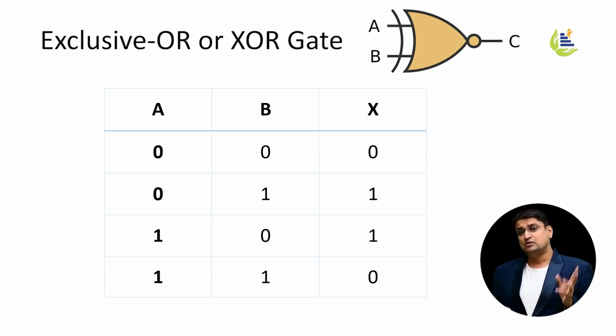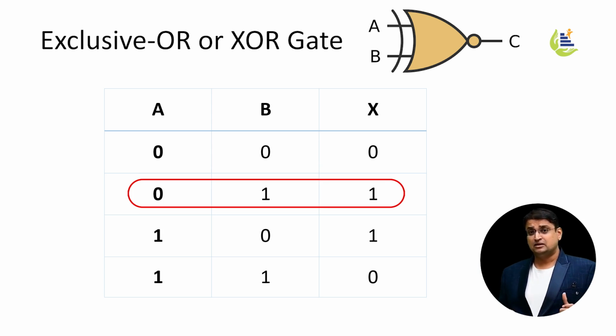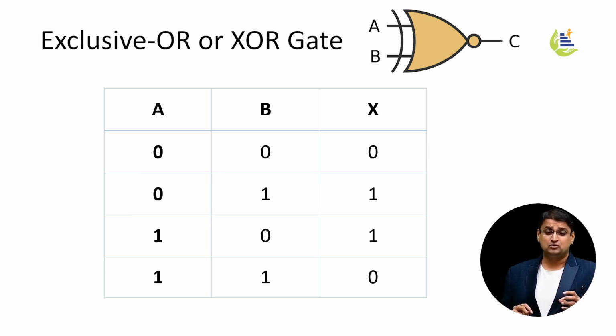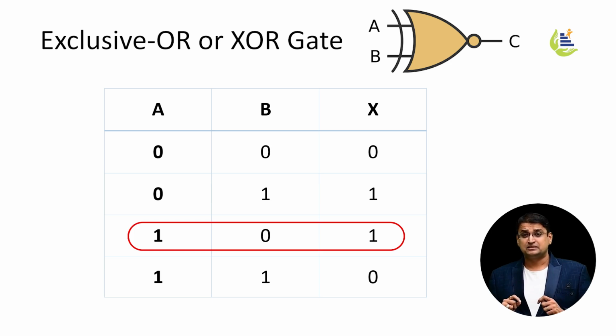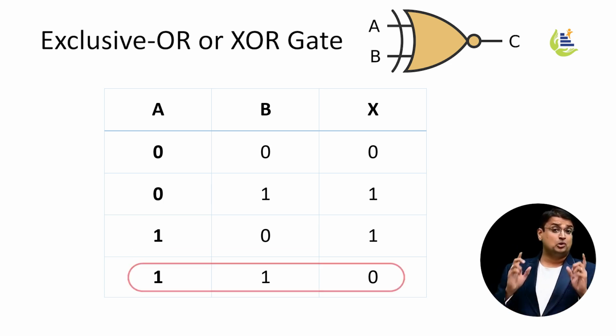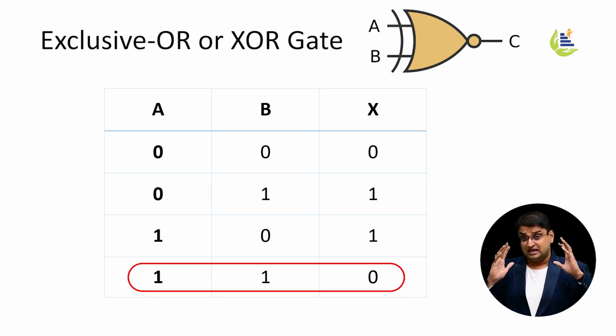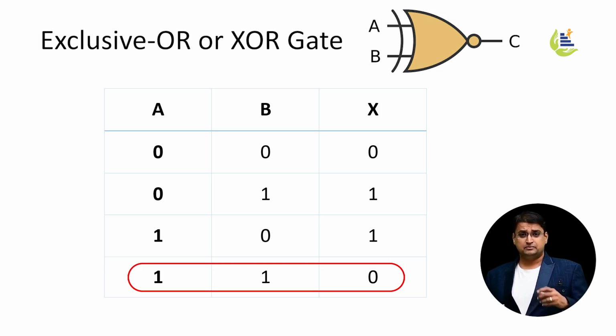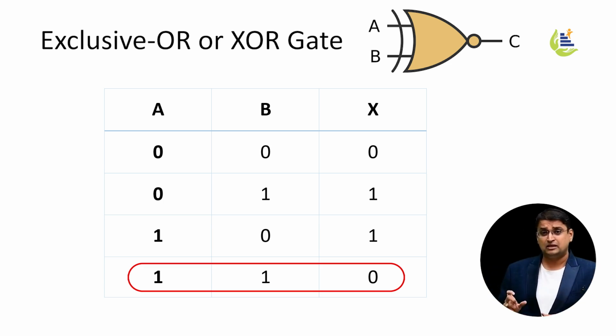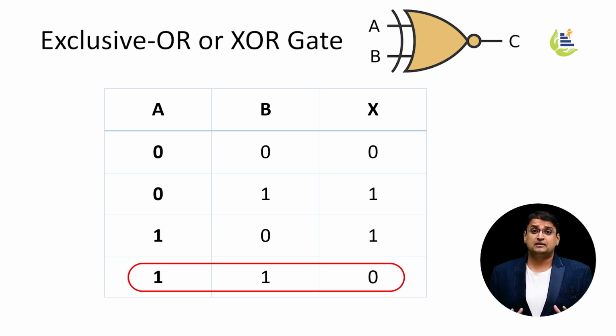Let's take another situation where A is 0 and B is 1. So in this situation, only one input is true. So the output is true, that is 1. If A is 1 and B is 0, similar to earlier situation, here the output is 1 because only one input is 1. And if both the inputs are 1, that is same, then the output is 0, that is false. So in XOR gate, output is 1 when only one of the inputs is 1. But it outputs 0 when the inputs are either both 0 or 1.